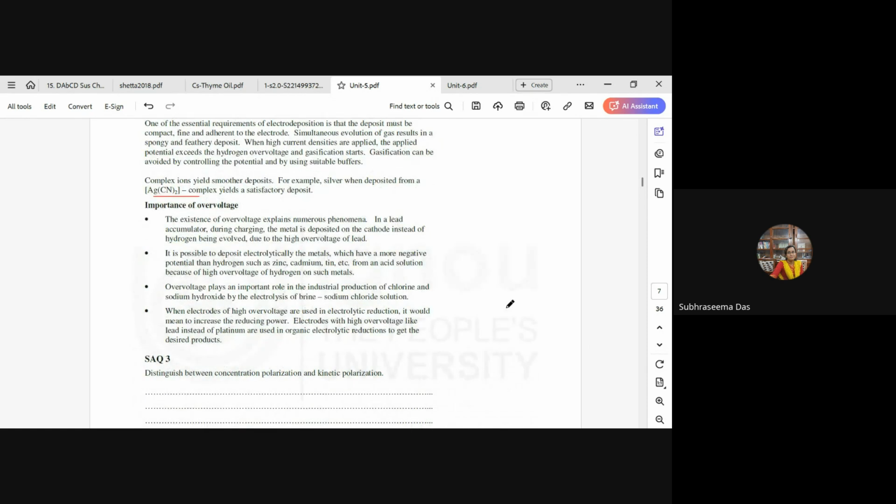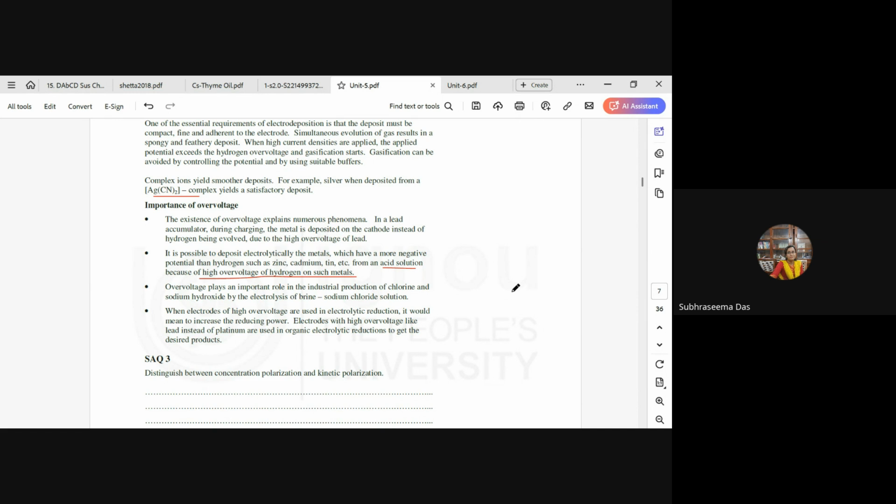So why is overvoltage important? Because there are four points to remember. The existence of overvoltage explains various phenomena. Suppose in a lead accumulator, during the charging, lead is deposited on the cathode instead of hydrogen being evolved. Due to the high overvoltage of hydrogen on these metals, it is possible to deposit electrolytically the metals which have a more negative potential than hydrogen from their acid solution.